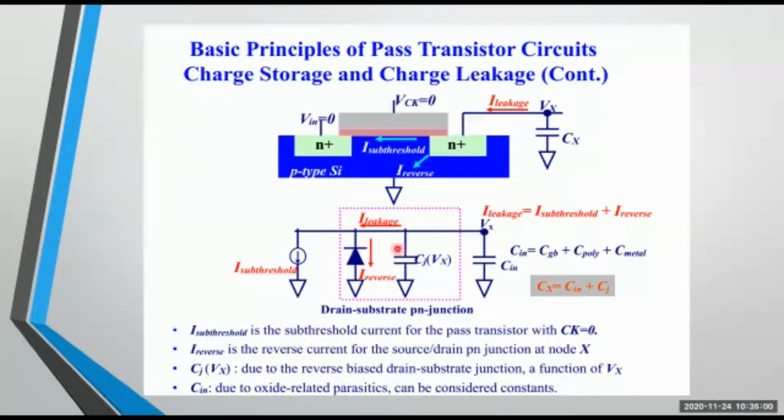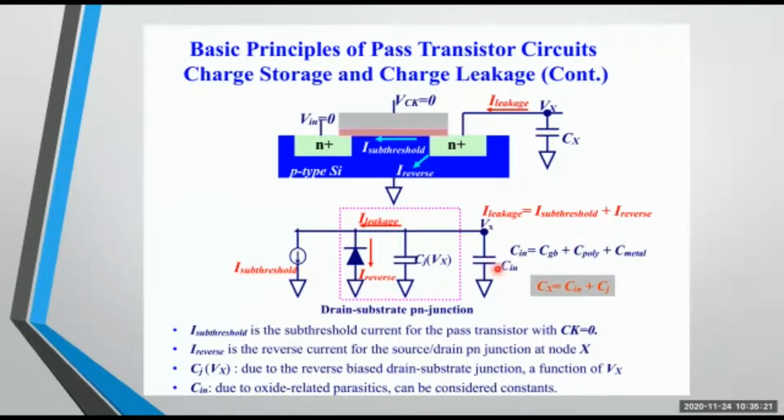Because of the movement of the leakage currents, the reverse current flows here. That reverse current flows from the diode to this ground terminal. So it's a drain-substrate PN junction diode here. And what is the main leakage current here? The leakage current is mainly due to the reverse current, and also the substrate subthreshold current.